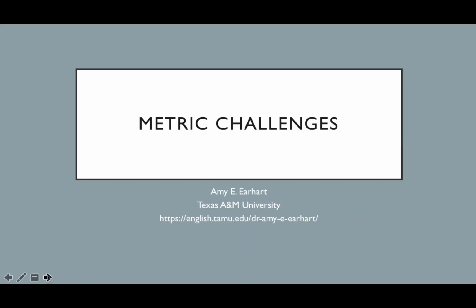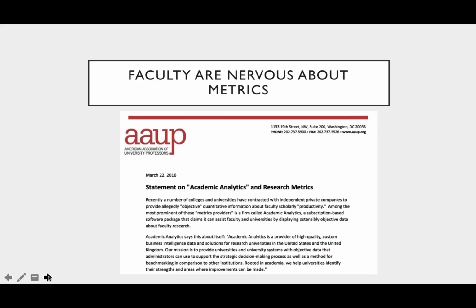Let's just start with the idea that faculty are nervous about metrics, at least in the U.S., which is my perspective, but from what I've understood from other international colleagues, this is the case. In the United States, we've had the AAUP, the American Association of University Professors, release a statement on academic analytics, which is a company that does large-scale analysis of a number of factors, but citations are one of them. And they have stated that these research metrics are not particularly useful, but the problem is many universities have purchased this package and are using it to make decisions about impact, about funding, and many other things.